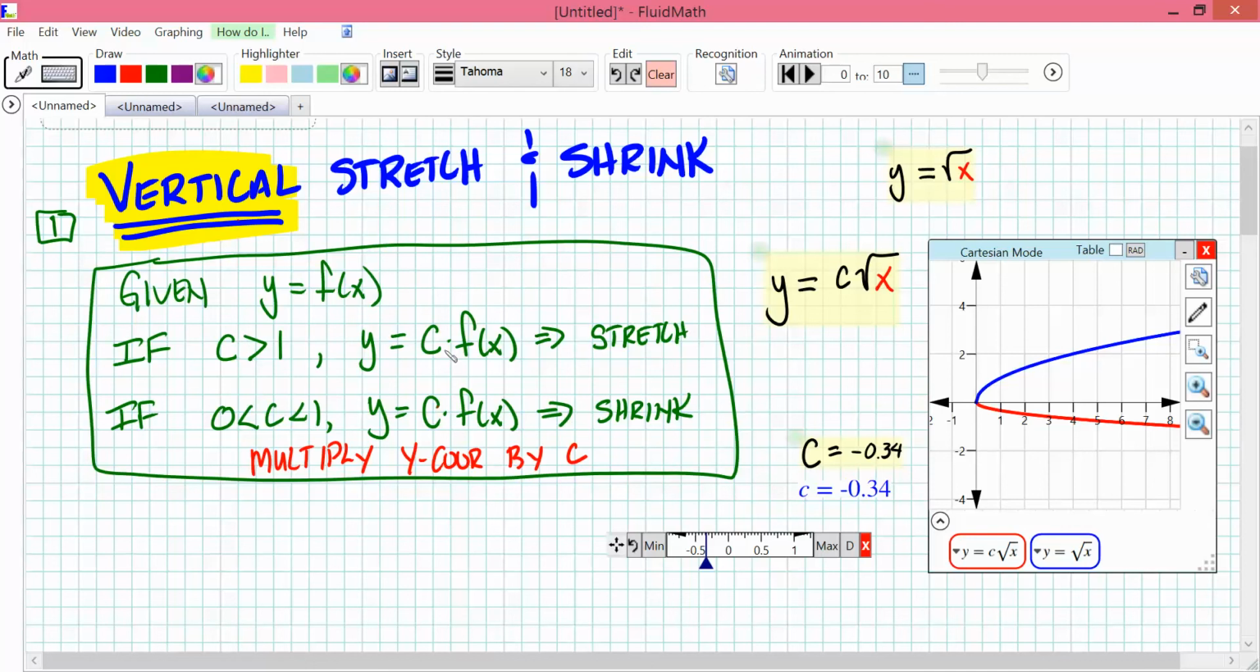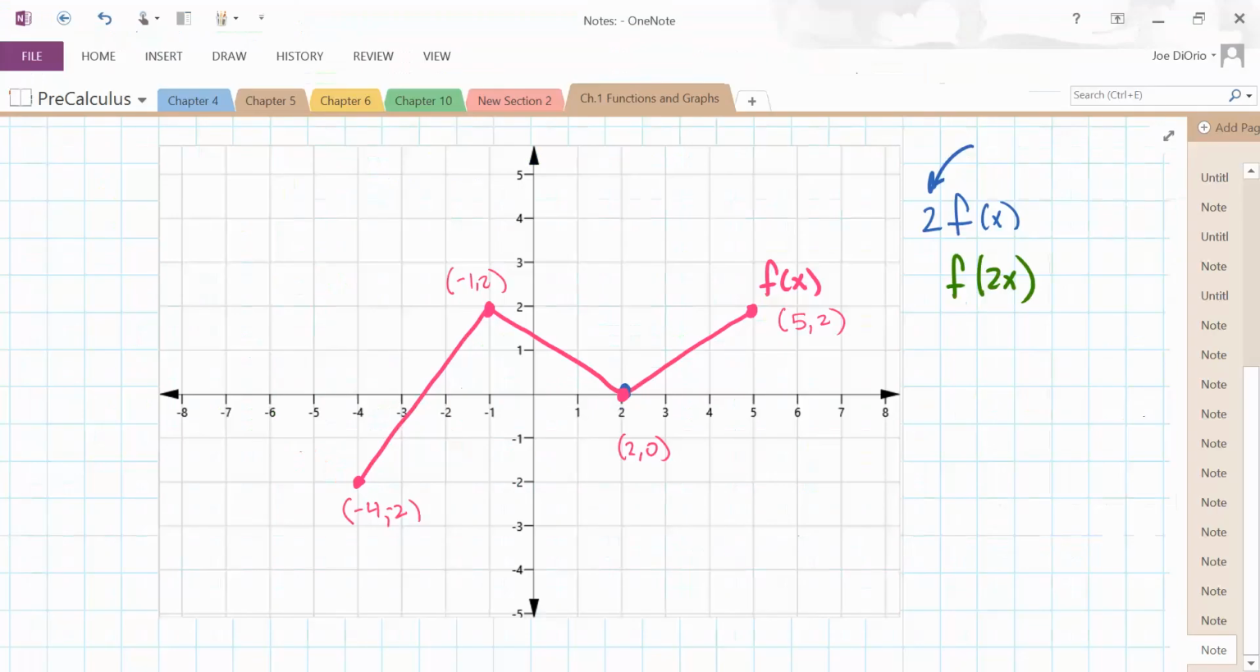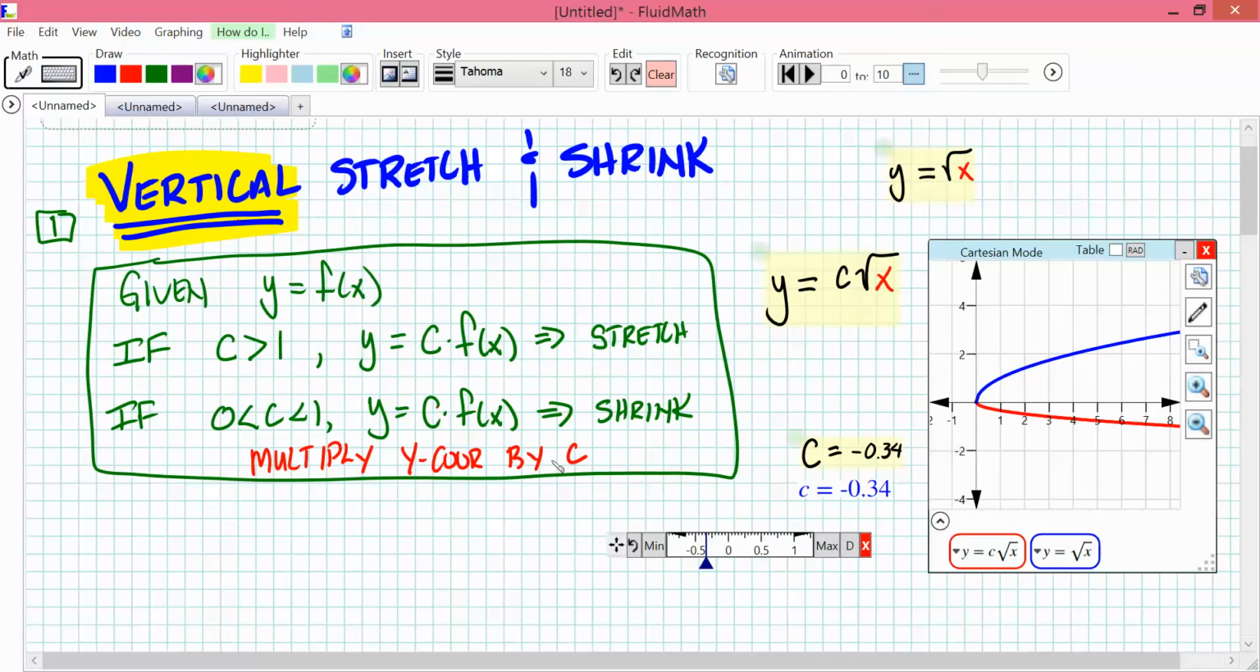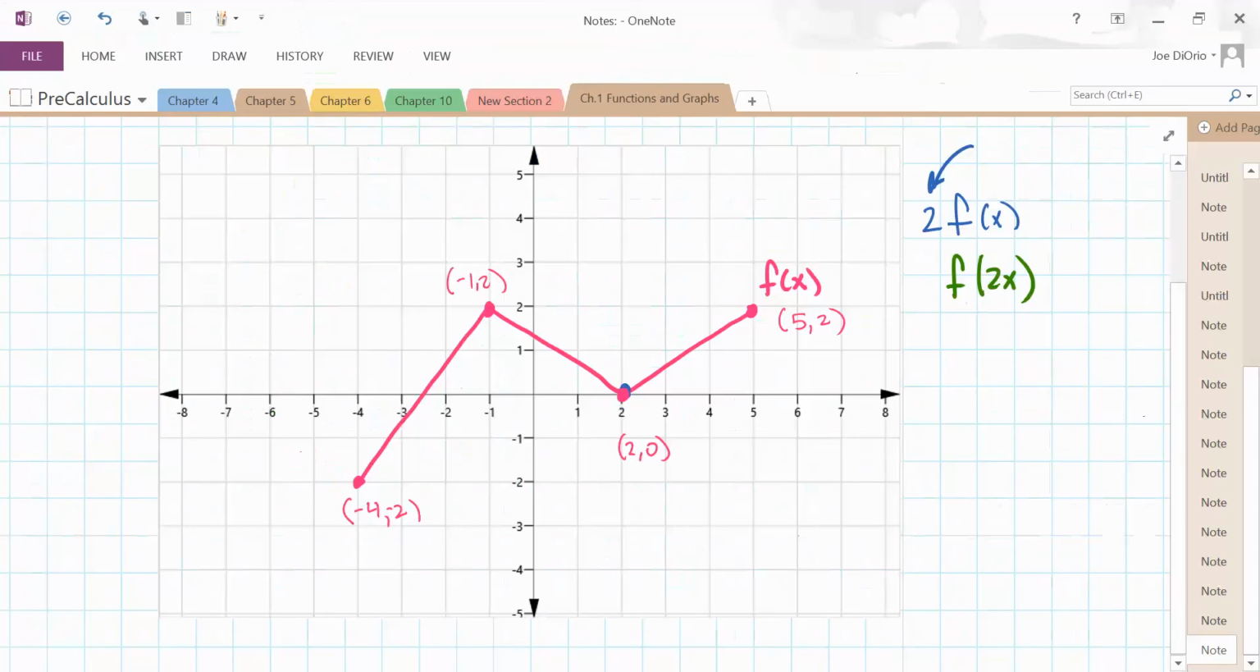And what are we going to do? We're going to multiply every y coordinate by that c value, okay? So we'll go back to our graph here. So I'm going to do 2 times f of x. Again, if you didn't catch that, we're going to multiply the y coordinate by that c value. So instead of -4, -2, what's the y coordinate? I'm going to multiply that by what? By 2. So I'm going to have -4, -4. Do you see how I did that there?